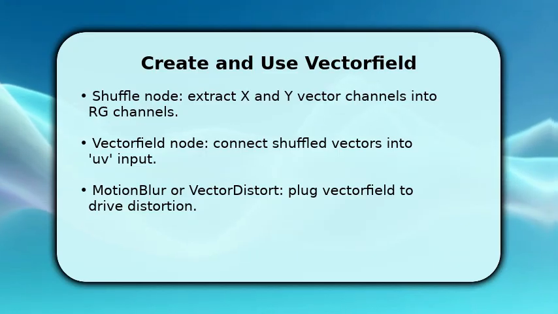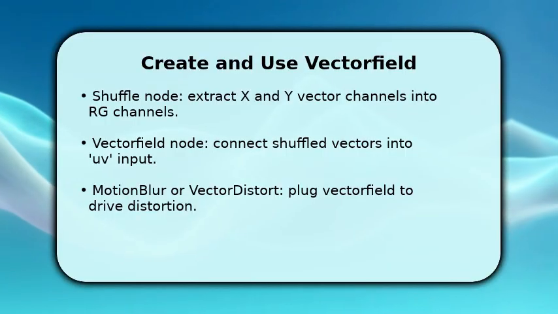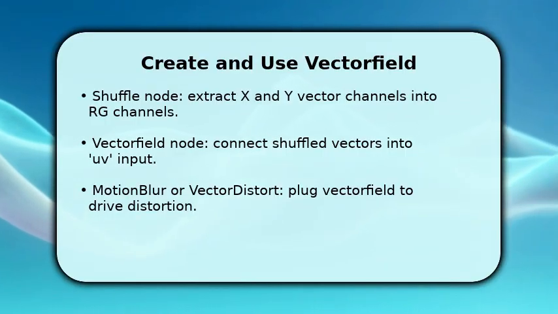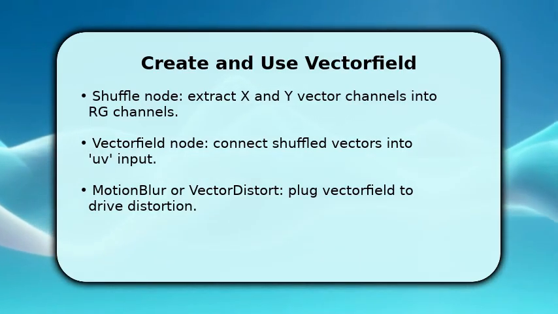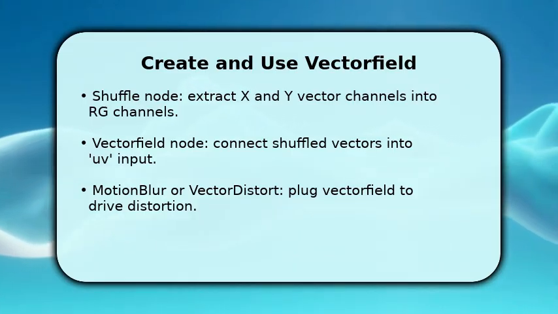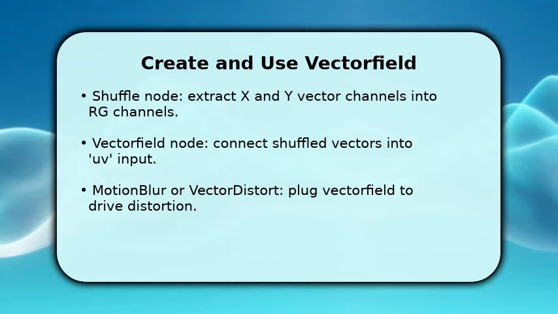Make sure to set scale and normalize options so magnitude matches pixels. You can toggle raw versus normalized depending on your EXR convention. Once normalized, connect the vector field into tools like Vector Distort or Motion Blur to drive realistic pixel displacement. Preview at multiple frames to confirm direction and strength.